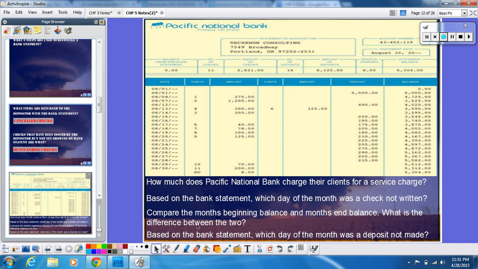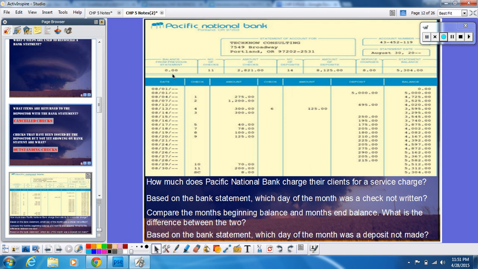All right, compare the month's beginning balance and the month's end balance. What is the difference between the two? All right, let's take a look up here. Now, a lot of this information is up here at the top as well. Just like here's the number of checks that we wrote for the month, the amount of the checks, number of deposits, amount of deposits, service charge, statement balance, and balance from the previous statement.